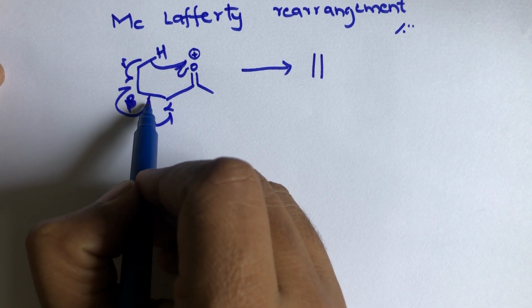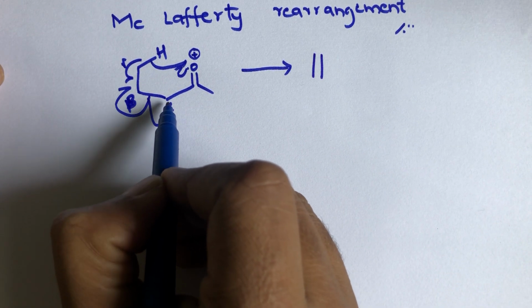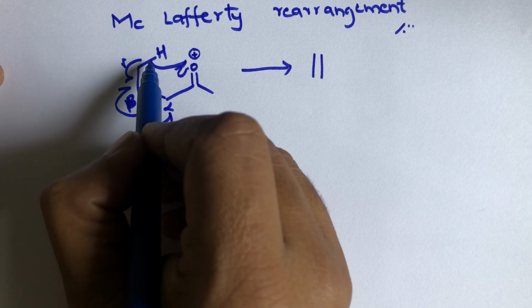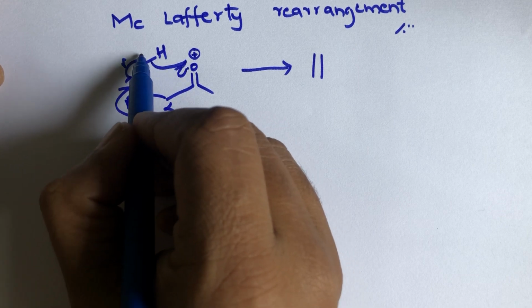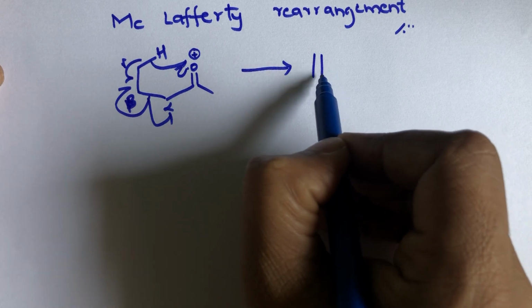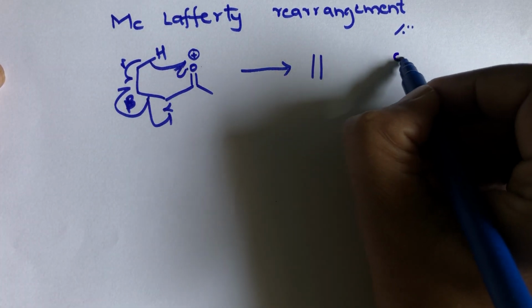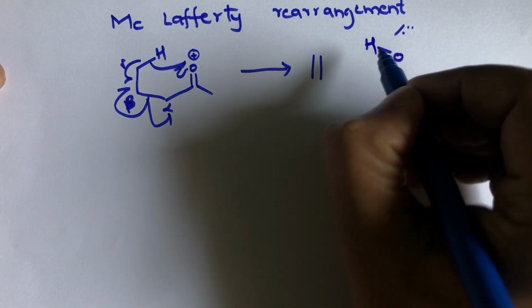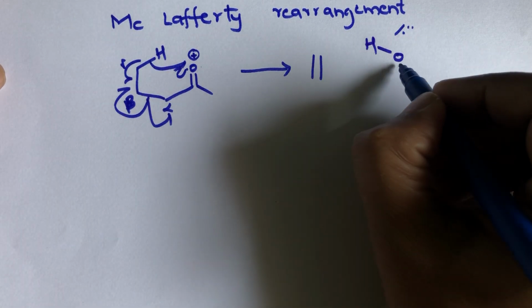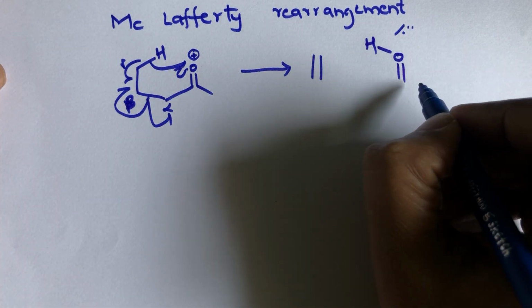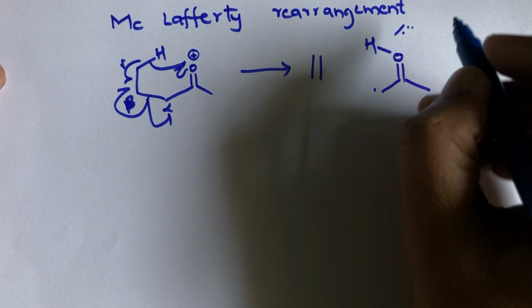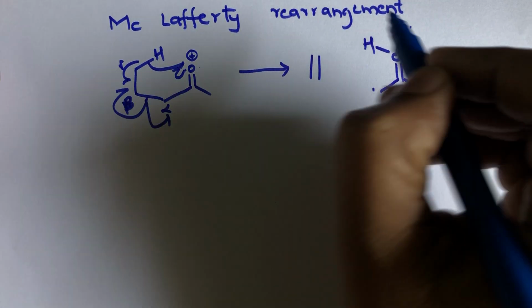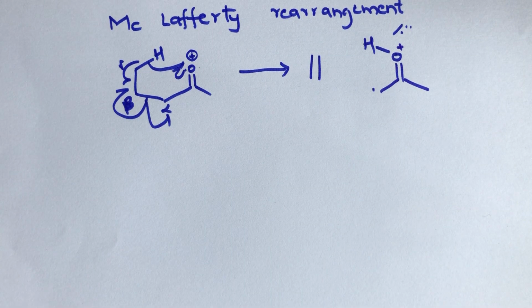So this bond breaks now. Why? Because one electron moved here, one electron moved here. One electron moved here and one electron moved here, so this bond also breaks. So you get a double bond here. What will be remaining is here, that is oxygen, and to oxygen, hydrogen is linked. Double bond as usual. This is what you get. So this rearrangement is referred to as McLafferty rearrangement.